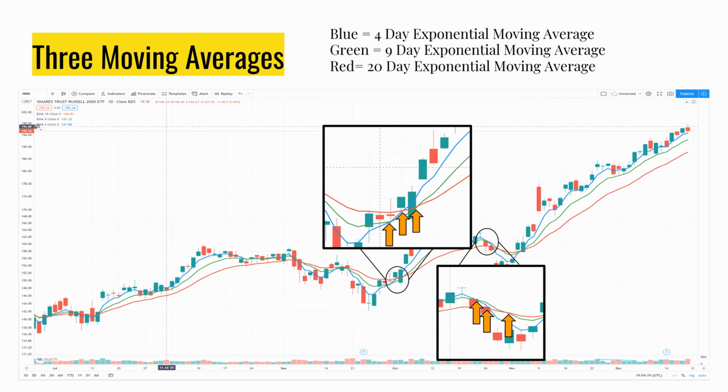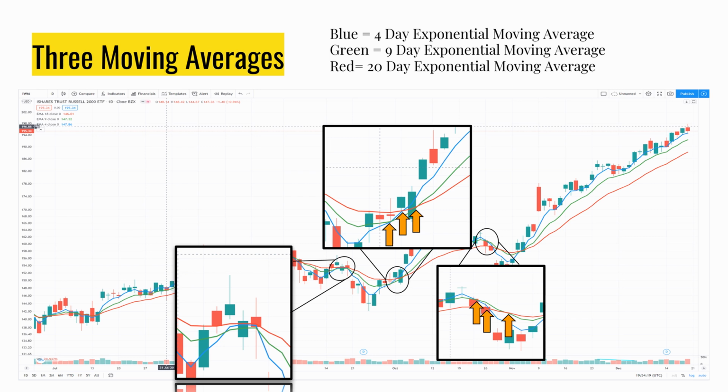Let's now zoom into this area. This area will show you what can happen when you're not patient for the moving averages to cross the necessary targets. Here, we see the 4-day moving average cross above the 9-day moving average. However, the 4-day moving average fails to cross the 20-day moving average. This causes the downtrend to still be intact.